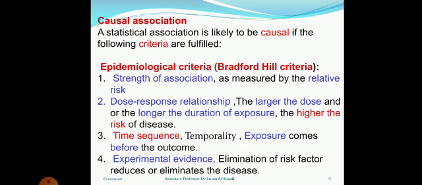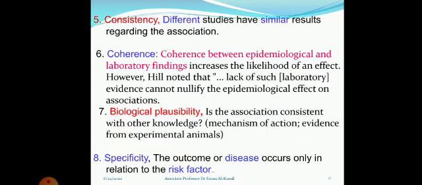Time sequence or temporality, where the exposure precedes the occurrence of the disease. Usually, the exposure is before the occurrence of the disease. Experimental evidence: elimination of the risk factor reduces or eliminates the disease. If we remove the risk factor, there will be a reduction in the incidence rate. Consistency: different studies have similar results regarding the association. Different studies in different countries and different populations will give a similar association.